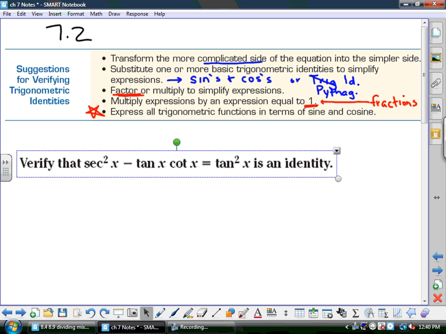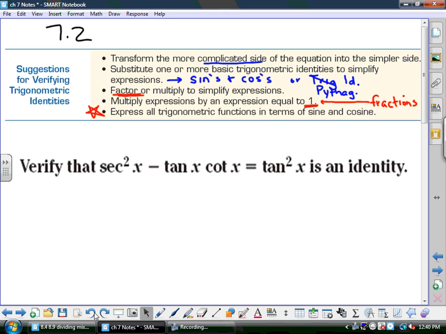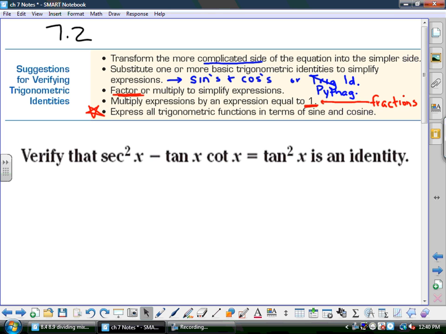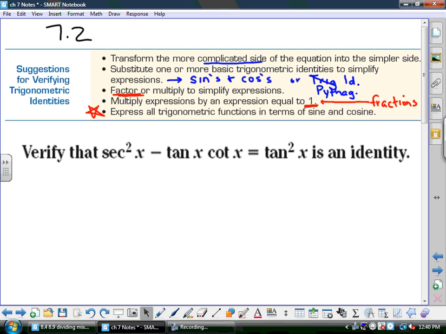Verify that secant squared x minus tangent x times cotangent x equals tangent squared x is an identity. So what I mean by they're giving you the answer is, in 7.1 they would have just given you this side and said simplify. Now they're telling you what it's supposed to simplify to, and you've just got to show your work and show how it happens.